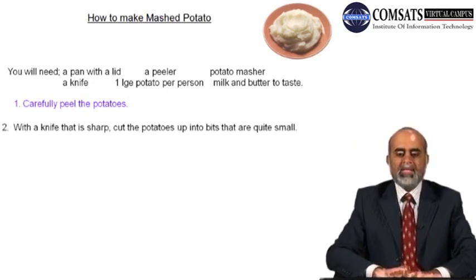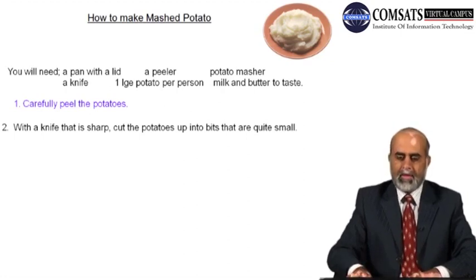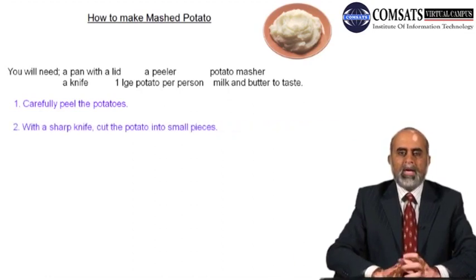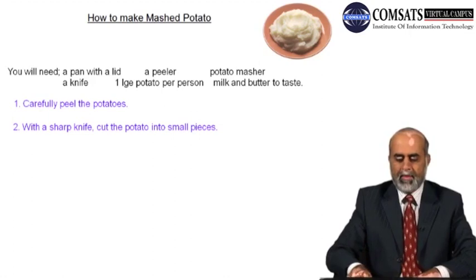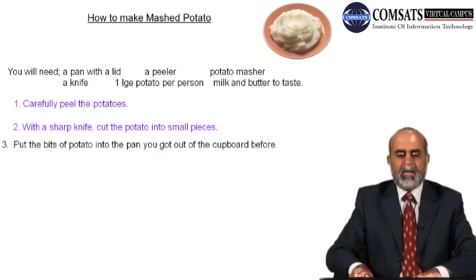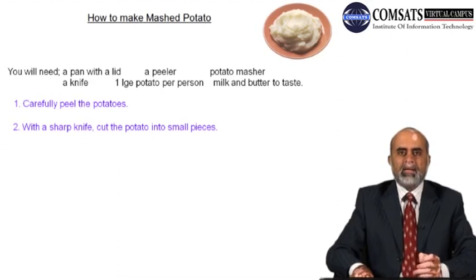Okay, what about this one? With a knife that is sharp, cut the potatoes up into bits that are quite small. Okay, instead of it, you can say with a sharp knife, cut the potato into small pieces. Step number 3, put the bits of potato into the pan you got out of the cupboard before. Again, you know that there are lots of unnecessary words, so we need to get rid of them. And we need to write a simple sentence such as, place the potatoes in the pan.